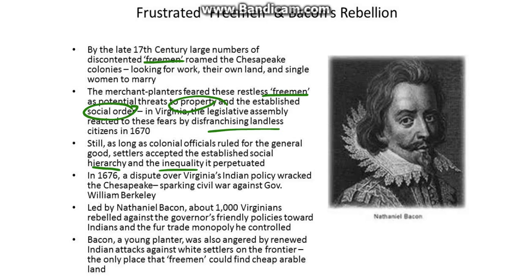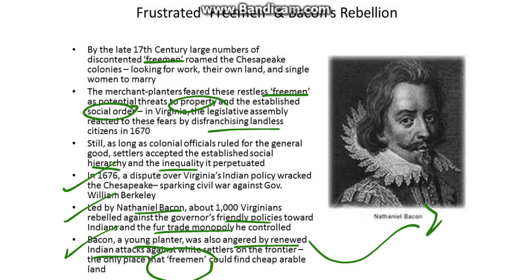it perpetuated. In 1676, a dispute over Virginia's Indian policy racked the Chesapeake, sparking civil war against Governor William Berkeley. Led by Nathaniel Bacon, about 1,000 Virginians rebelled against the governor's friendly policies towards Native Americans and the fur trade monopoly he controlled. Bacon, seen here in this picture, was a young planter who was also angered by renewed Indian attacks against white settlers on the frontier. The only place that the freemen could find cheap arable land was on the frontier, and Berkeley was not giving them any protection against Native American attacks.